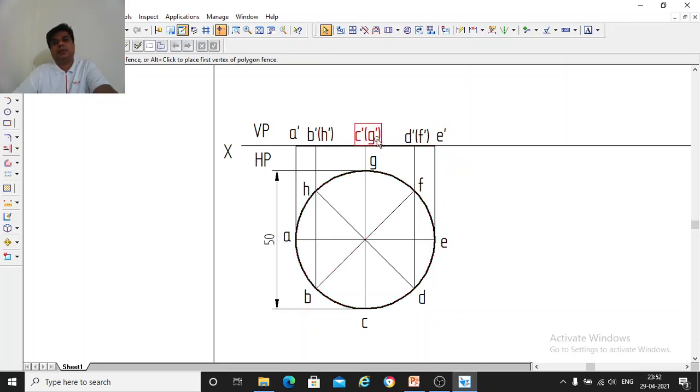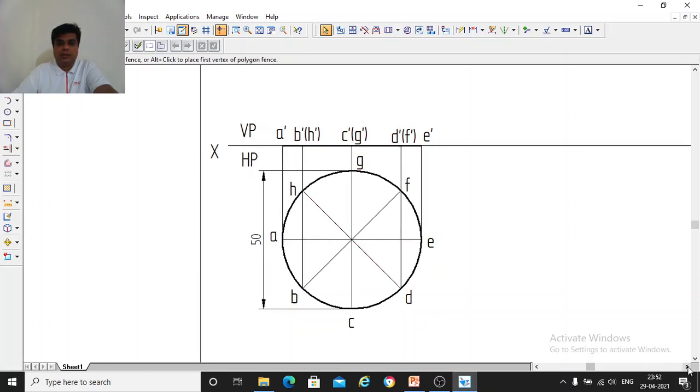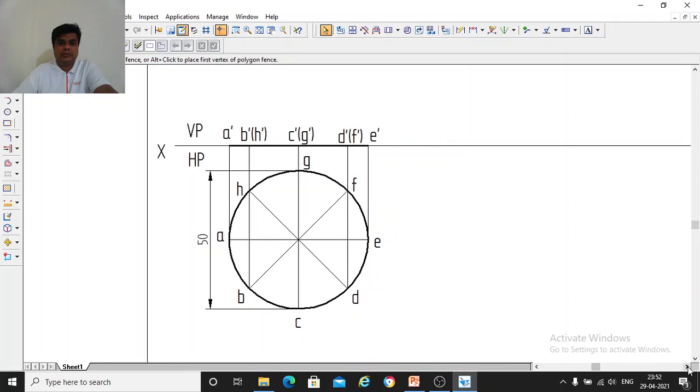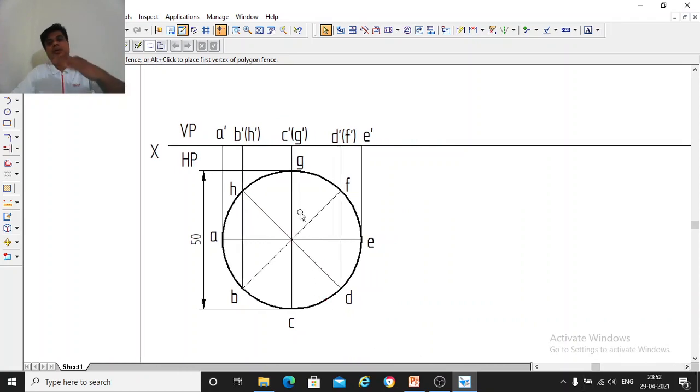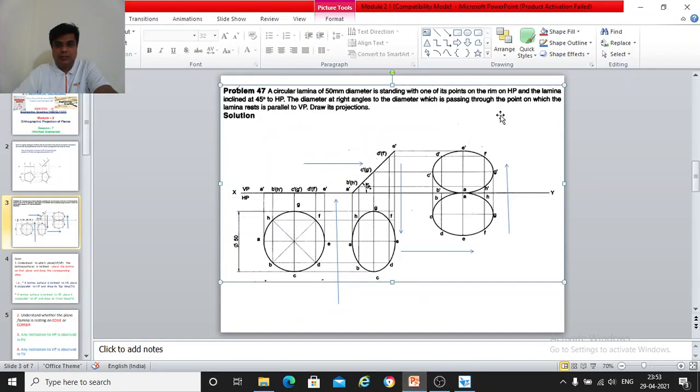Like this, you have to give the names to all the points. So this is the front view of the circular plane. So now next what you should do is, now this plane is inclined to HP. So what will happen when the plane is inclined to HP? The front view will be inclined to HP. So this front view we should draw here at the given angle.